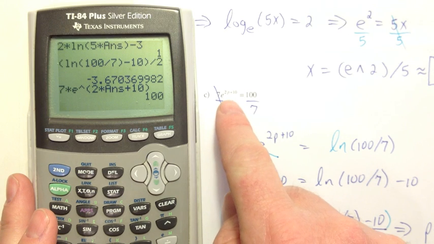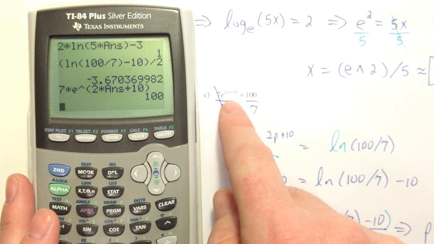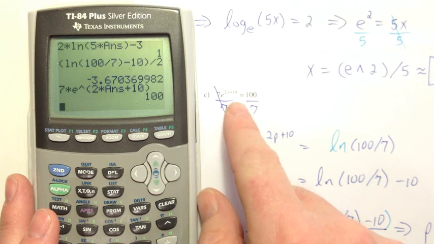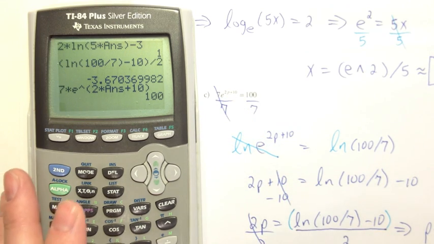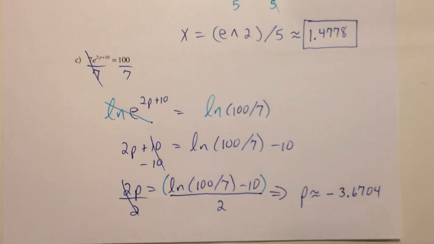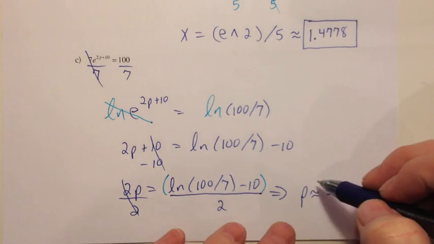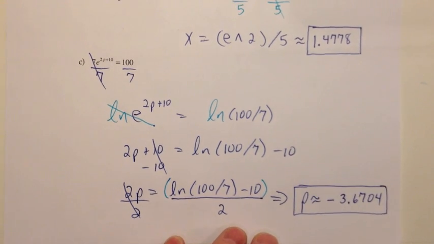And it kind of makes sense, because if you had e to the 10, that would probably be a big number, much bigger than 100. So you need that p to be negative to kind of reduce that exponent a little bit, so you just get 100 instead of a gigantic number. Alright, so since that answer checked, let's go ahead and box it. And that finishes off that example.